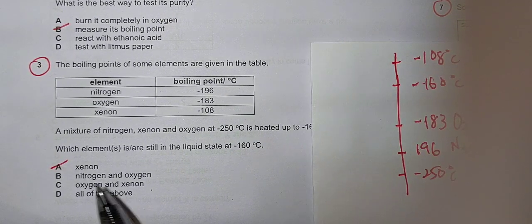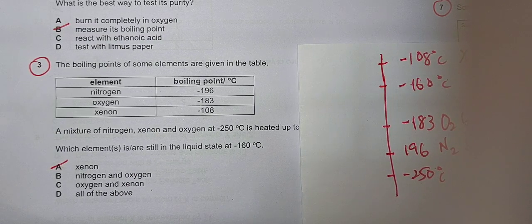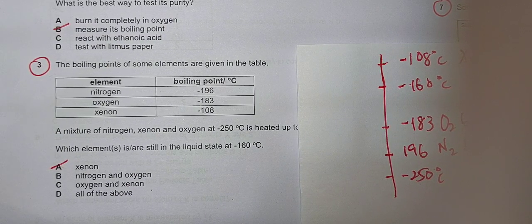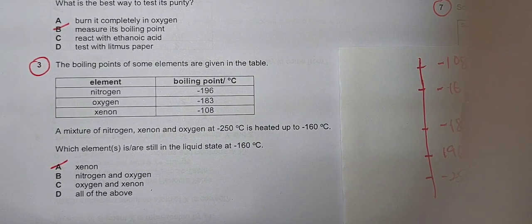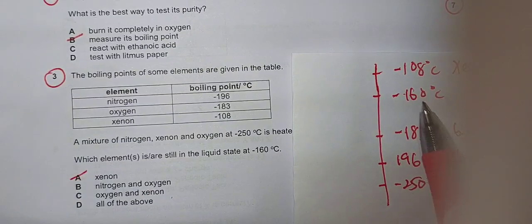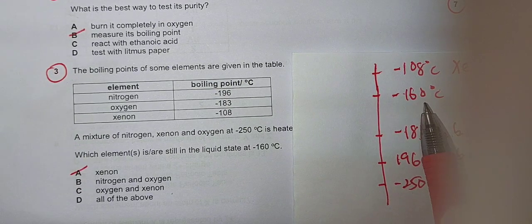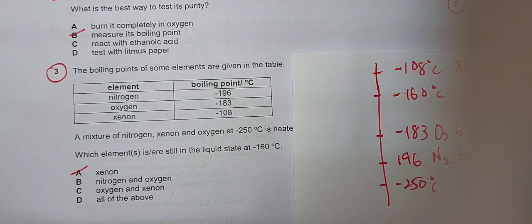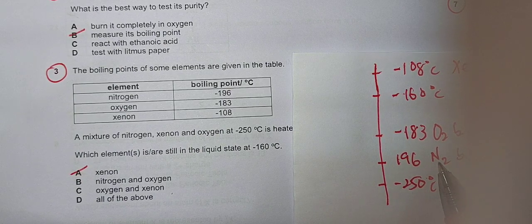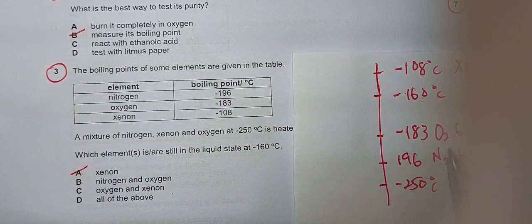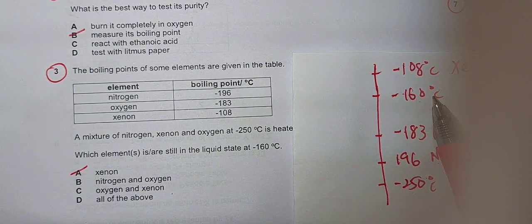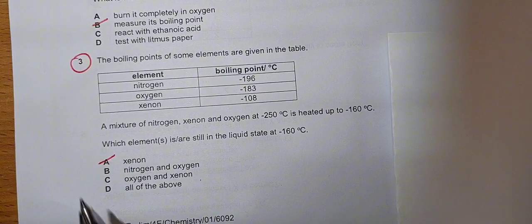The question says which element is still in the liquid state at negative 160. So below the boiling point, the substance exists in the liquid state. Above the boiling point, it is a gas. So negative 160 is below the boiling point of xenon, so xenon at negative 160 is a liquid. Whereas for oxygen and nitrogen, since negative 160 is above both boiling points, oxygen and nitrogen at negative 160 are gases. So therefore the answer is xenon.